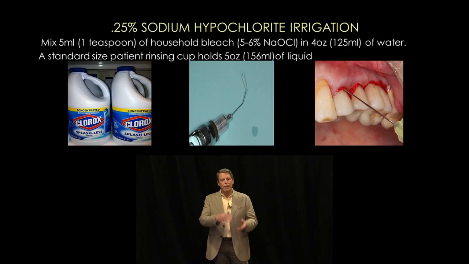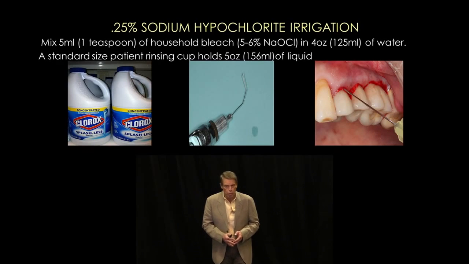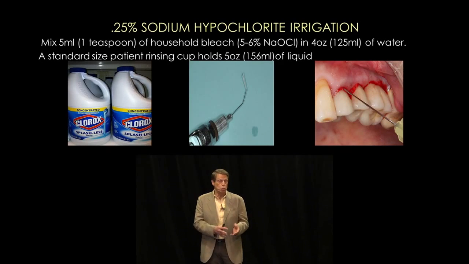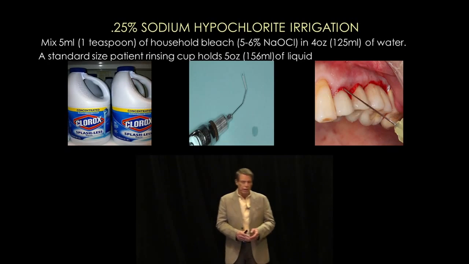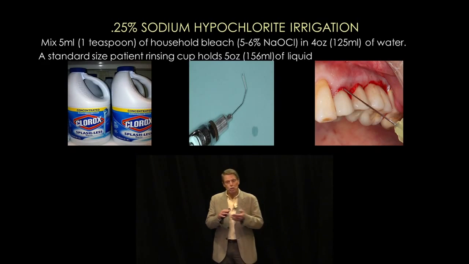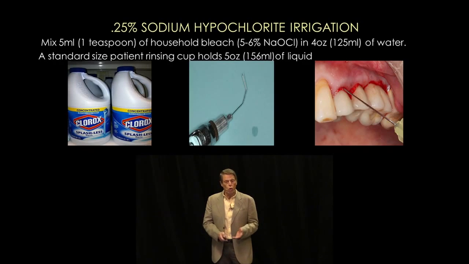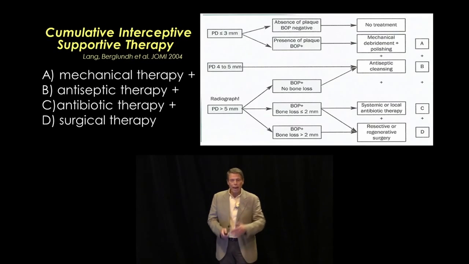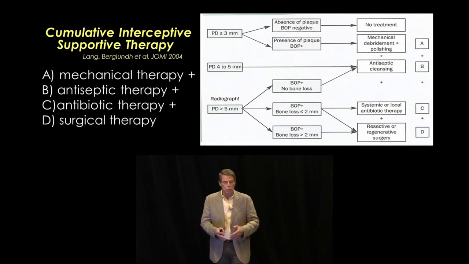So the question is, how do we mix up a 0.25% solution of sodium hypochlorite? Well, all you have to do is mix 5 mLs, or 1 teaspoon, of household bleach, which is 5 to 6% sodium hypochlorite, in 4 ounces or 125 milliliters of water. Now, the patient drinking cup that all of us have in our dental office happens to hold 5 ounces of liquid. So if you mix 1 teaspoon of bleach into that cup and fill the cup 4/5 with water, you're going to have a 0.25% solution to use. So we use that in our regimen in office.